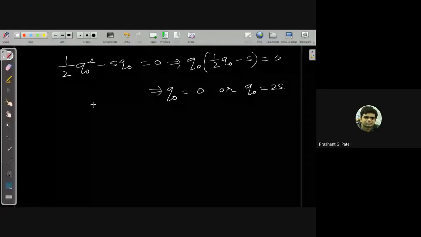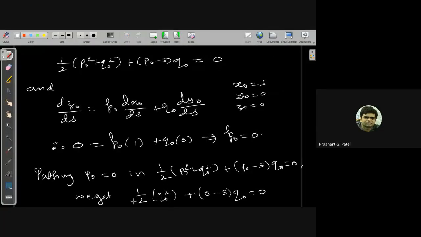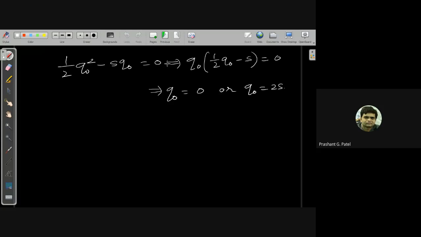So there are two. So what we'll have is this 1 by 2 q0 square minus s q0 equal to 0. So that will lead to this, and if I take common q0 from this, we'll have q0 equal to 0 or q0 is equal to 2s. So there are two initial strips possible.